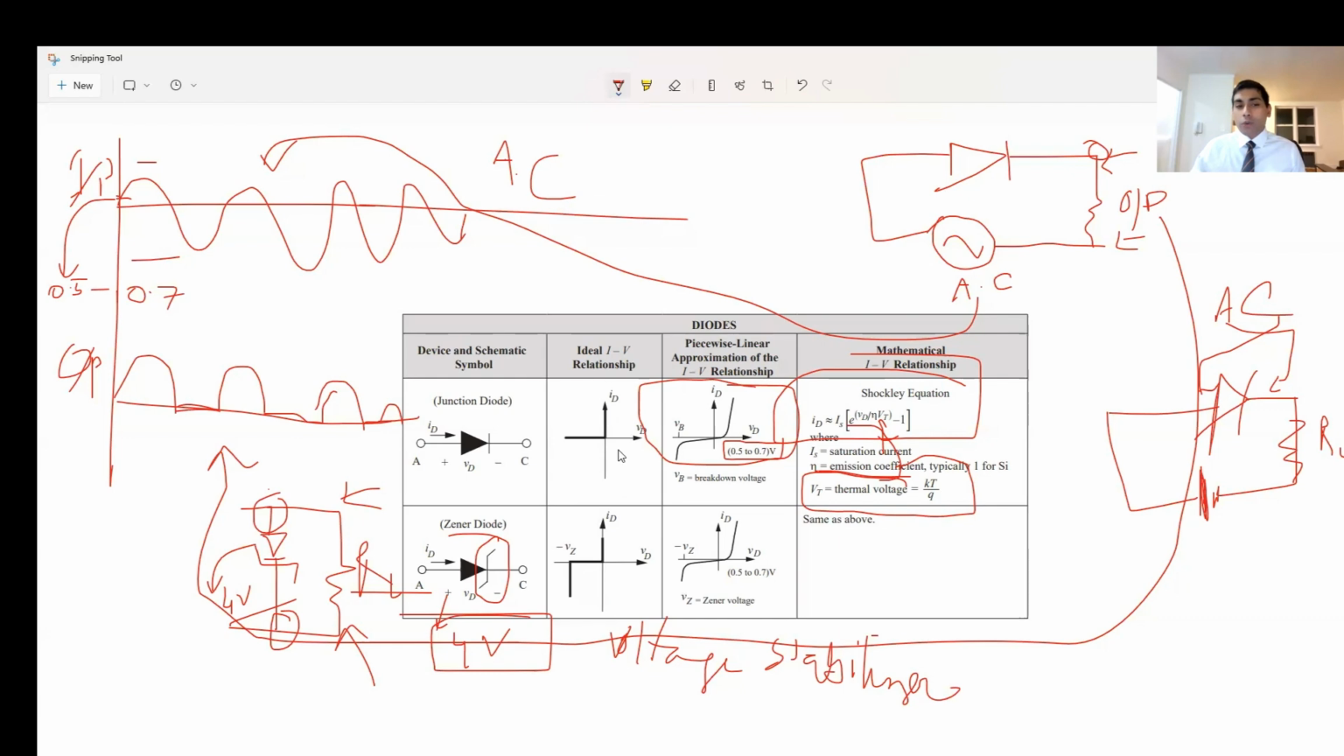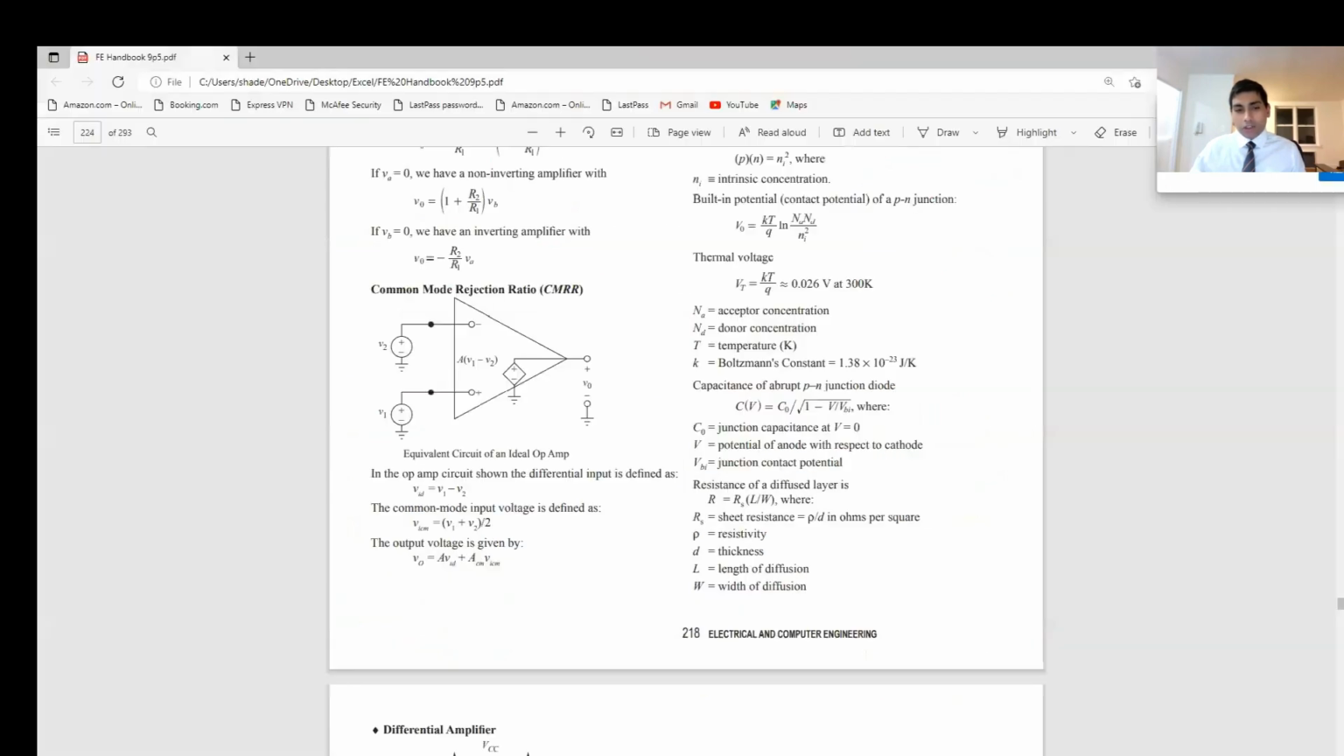So those are the only two equations you would be needing in terms of diode. But let's move on to the next equation about BJTs. And once we focus on BJTs, we'll try to solve some equations with diodes and BJTs. So now let's move on to the next equation.